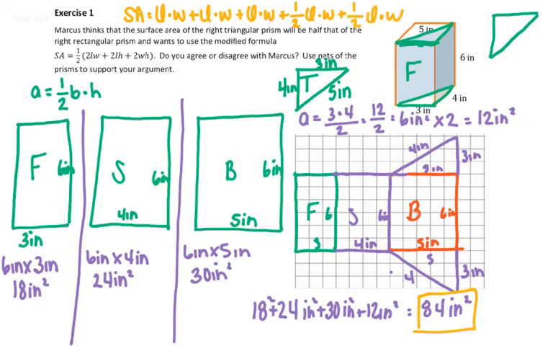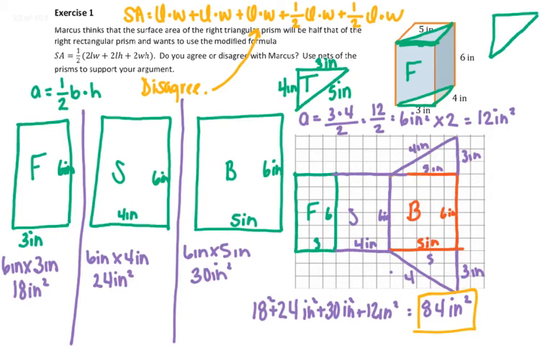And so as we're looking at what we just did, we can't say that Marcus's equation works because we can't take half of everything here. We're only taking half of the length times width twice. So unfortunately, Marcus was incorrect. So we disagree with Marcus. And the reason we disagree is because this is how we found the surface area of our prism.